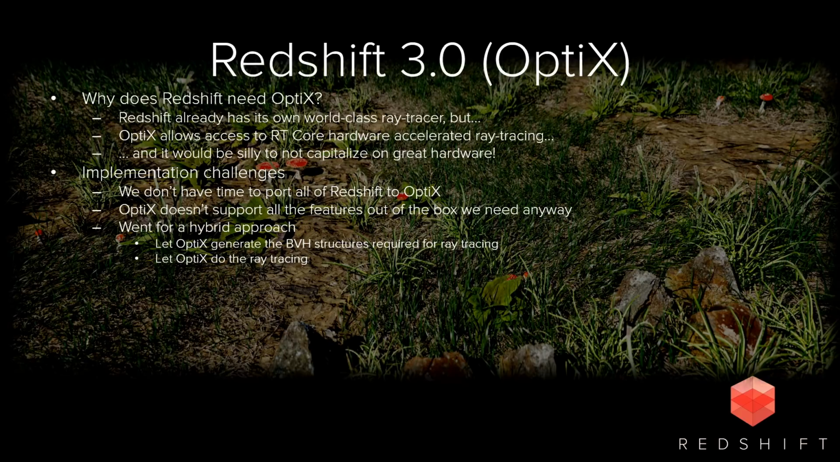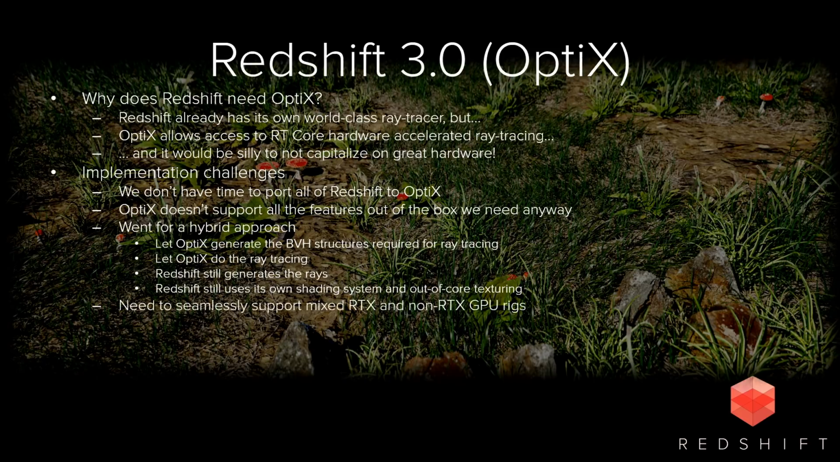What we're going to do is let Optix manage the BVH, the ray trace hierarchy construction, and then have Optix actually do the ray tracing. But everything else is still regular Redshift. So Redshift is still going to generate the rays, Redshift is going to shade them, and it's still going to do the out-of-core texturing. And this actually was not that difficult to implement. Panos, you might want to talk about this later if people ask, but we managed to add a very thin layer between Redshift and Optix, so that worked really well for us.